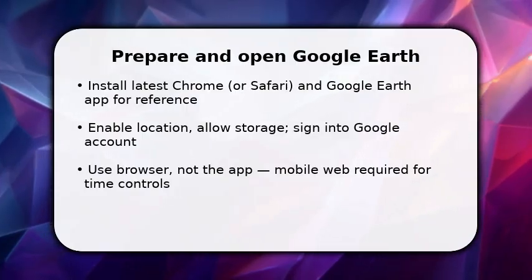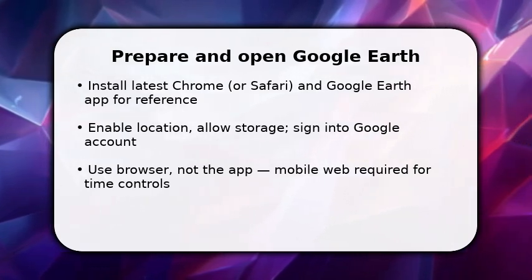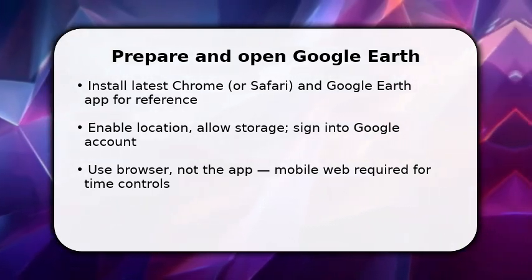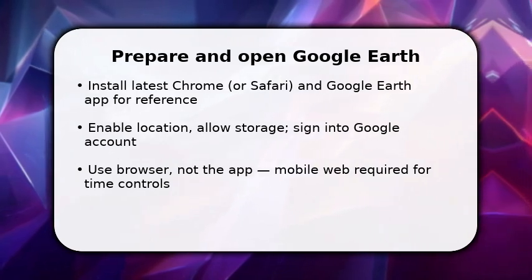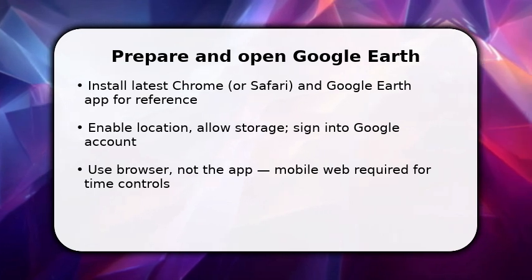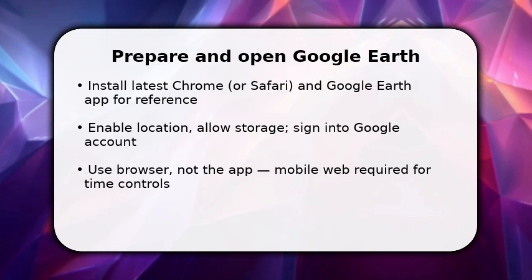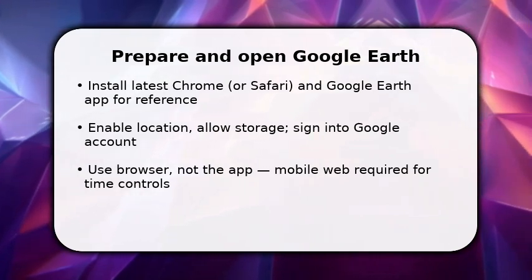You start by preparing the phone, update Chrome or Safari, and sign into your Google account. Once done, don't use the Google Earth app. It lacks the historical time slider on mobile. Instead, open Chrome and navigate to Earth.Google.com/web. Make sure location services are on so the map centers correctly.